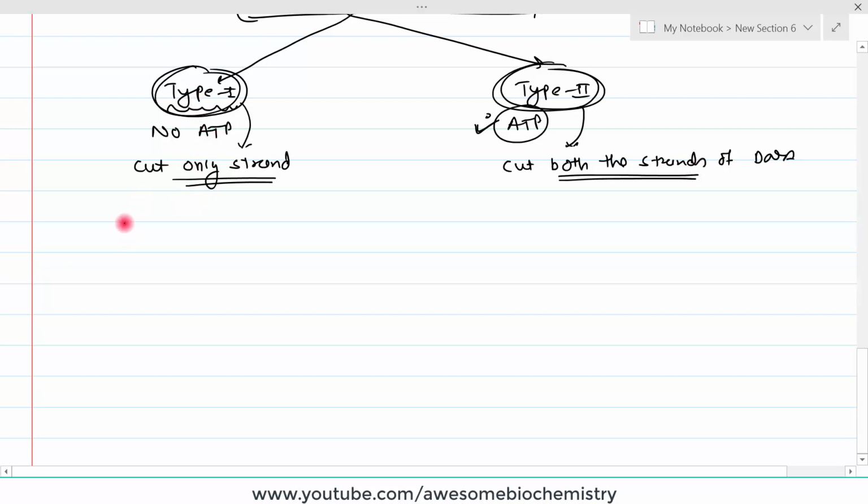Now what do these type 1 topoisomerases do? Suppose we have this much done. First it will cut this single strand of DNA. Once it cuts the one strand, we can call it nuclease activity, right? Whichever enzyme can cut the DNA, we can say it has nuclease activity. Once it cuts the strand, the energy released from breaking the phosphodiester bond is stored in this type 1 topoisomerase. So it has untwisted.